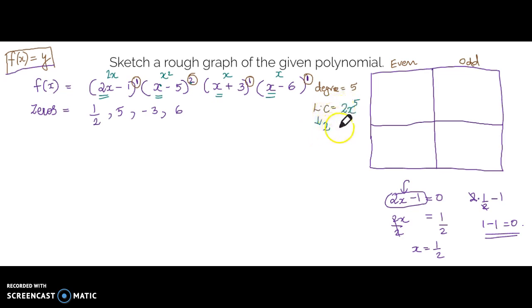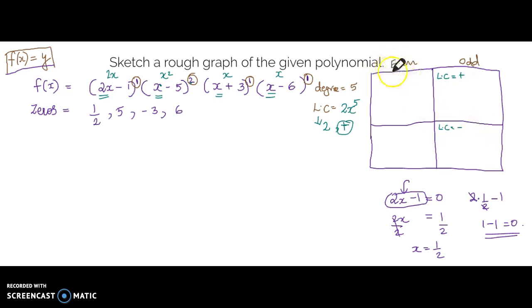So we can say that the leading coefficient is positive in this case, right? So the degree was odd, but the leading coefficient could be positive or the leading coefficient could be negative. Those are the 2 cases.